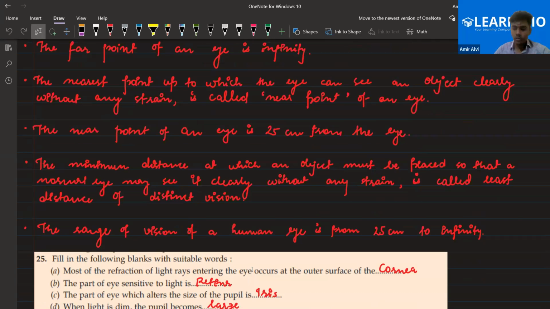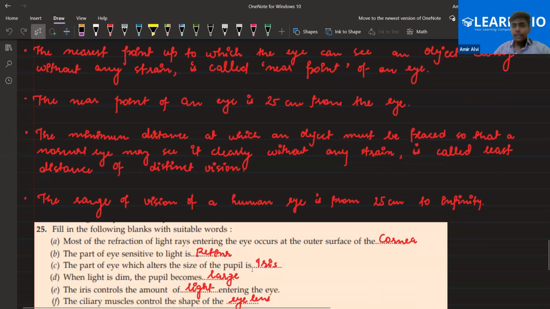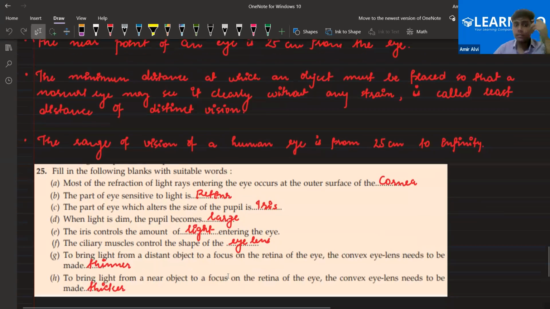Okay, next thing is basically the range of the human eye. The range of the human eye is basically from 25 centimeter to infinity.